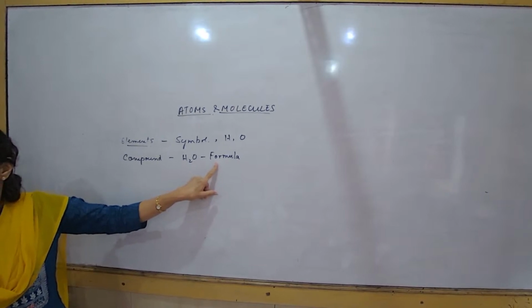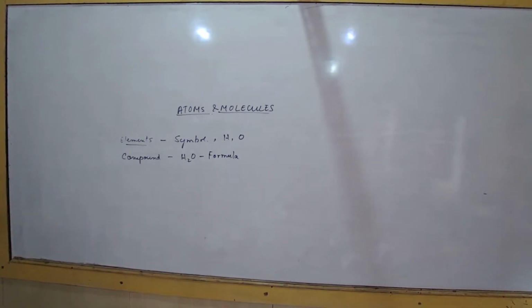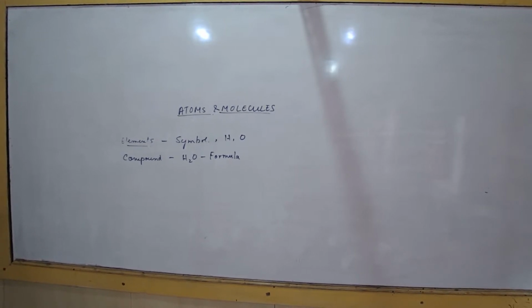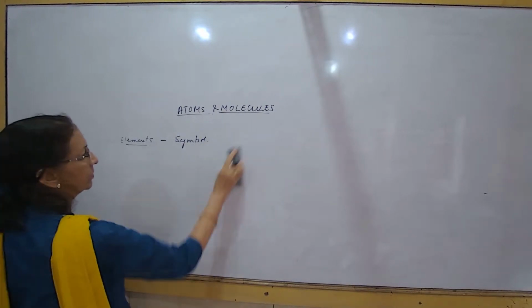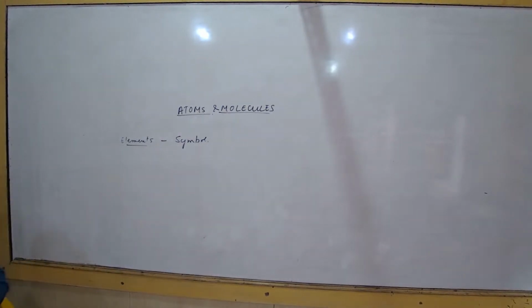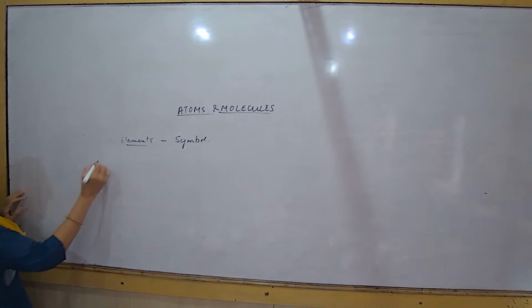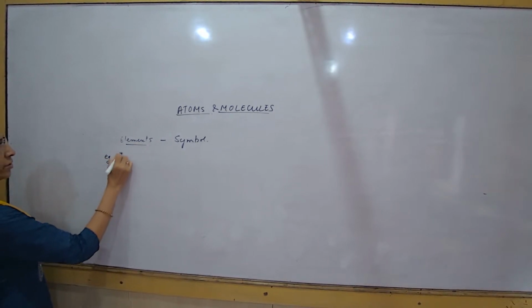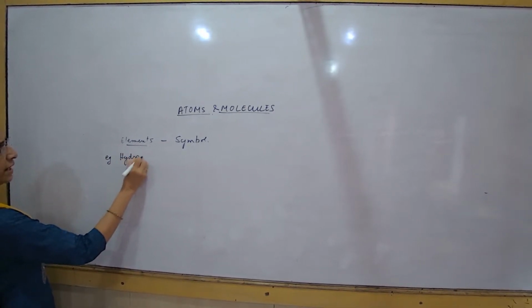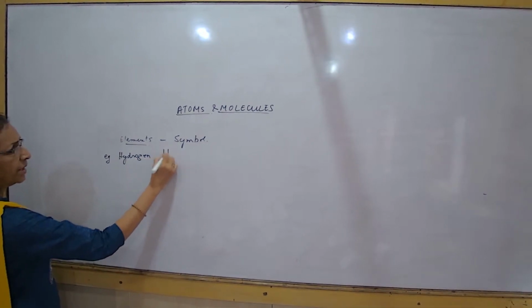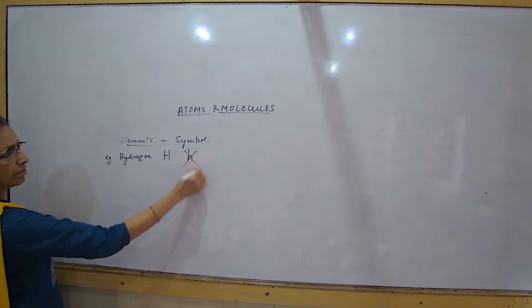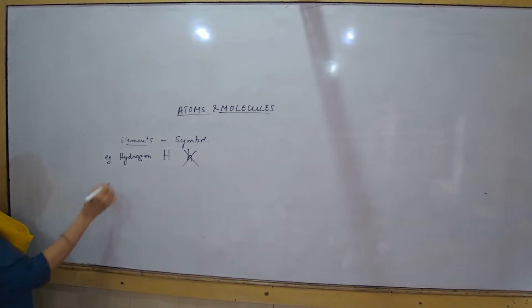Okay? Now, if you look at the next page, we are talking about the various symbols. It's always going to be a capital letter. Like, for example, hydrogen. You know this, right? Hydrogen, we write it as capital H, not as small h. Correct? You know that. Okay.